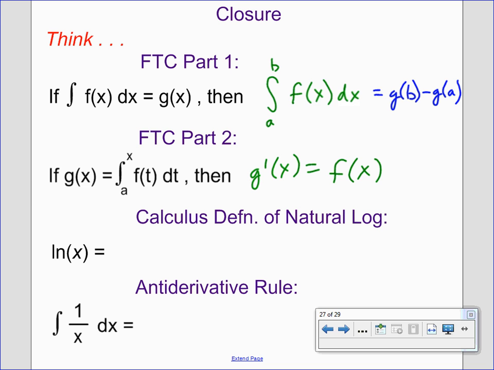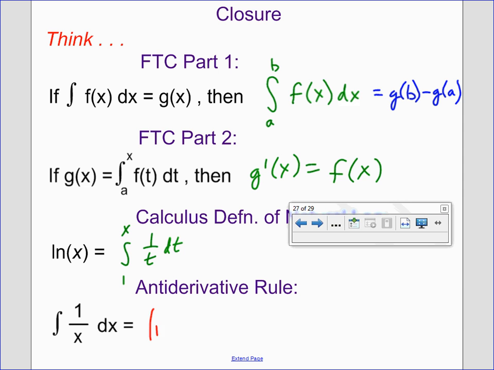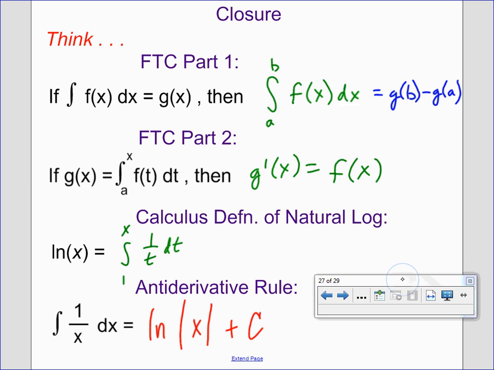Our calculus definition for natural log then relies on an integral defined expression, like my Fundamental Theorem of Calculus Part 2. The natural log of x is defined to be the integral from 1 to x of 1 over t dt, that is the reciprocal function. So an antiderivative rule now for 1 over x with respect to x would be what? Natural log of absolute value bars of x, closed bars, and don't forget your plus c whenever evaluating an indefinite integral. What questions do you guys have about our discussion today?